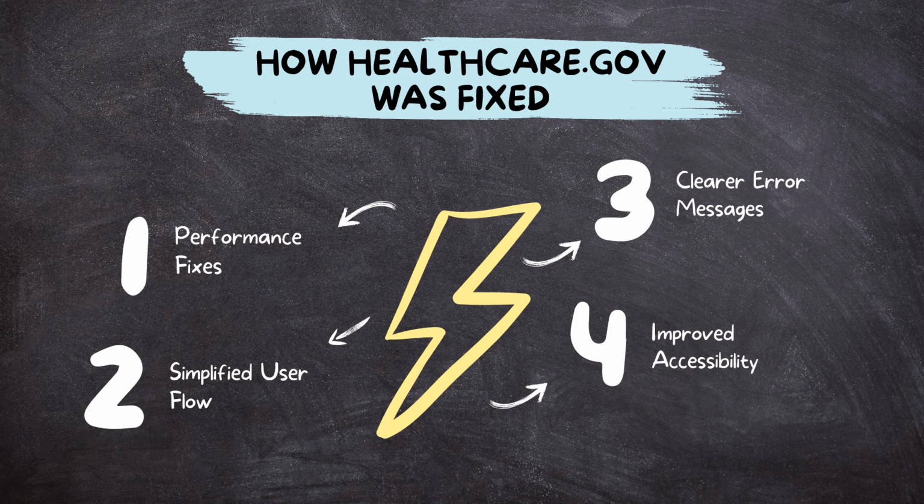And then the last one that they did was they improved accessibility. The site was updated to meet the WCAG AA standards. So they included alt tags, keyboard navigation, and high contrast design, all of these different things. So as a result, by the next open enrollment period, Healthcare.gov functioned smoothly, and it finally did regain the public trust.